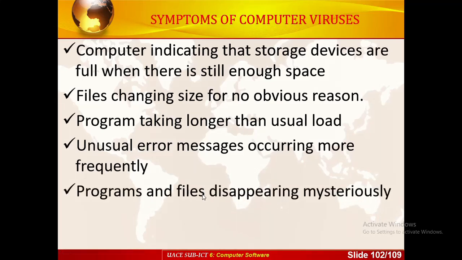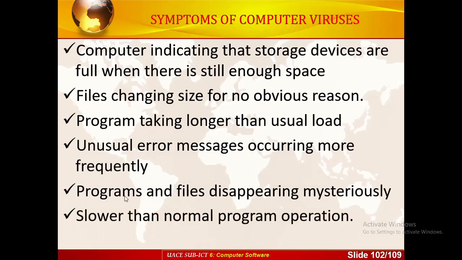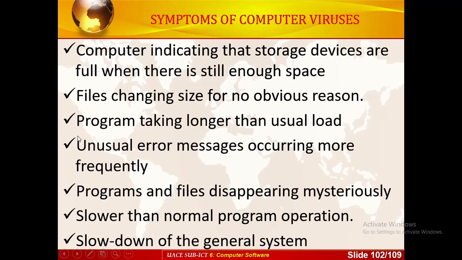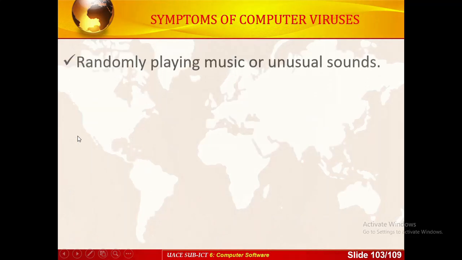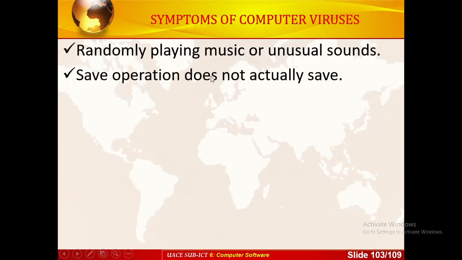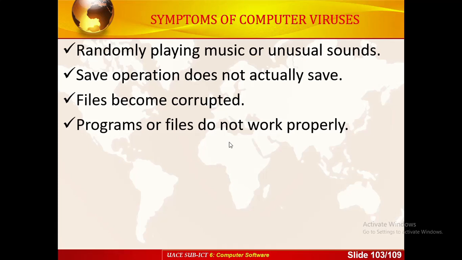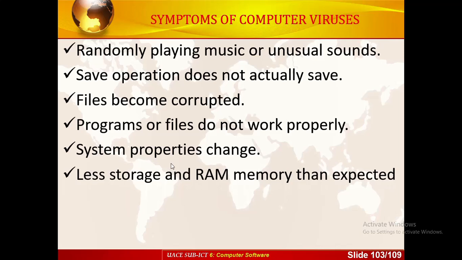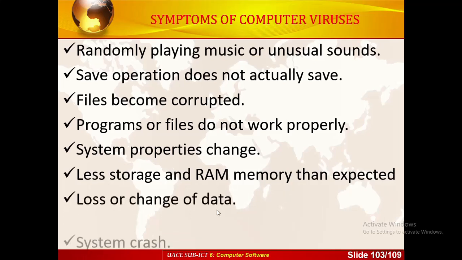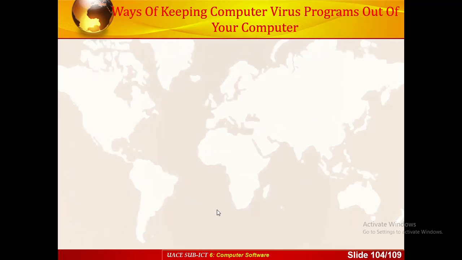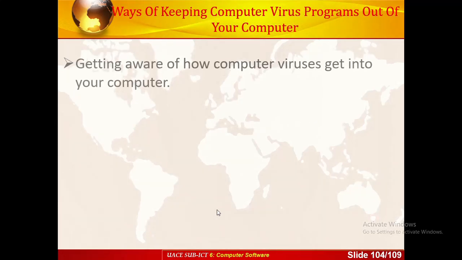Program files disappear mysteriously. You have created a file, but the next time you open the computer it's not there. Slower than normal operations, which slows down the system. Random playing of music or sounds, and a save operation that doesn't save. Files become corrupted. You try to open them, but they are not opening. Programs don't work properly. System properties change, with less storage and RAM than expected. Loss or change of data; the data can really get lost and you don't see it. System crash, those are some of the things. The computer can even fail to work.